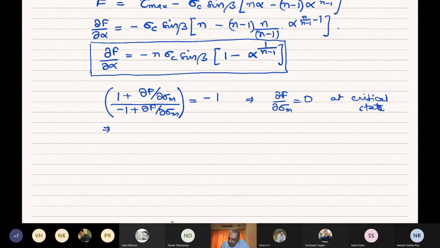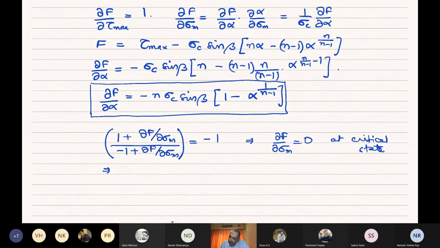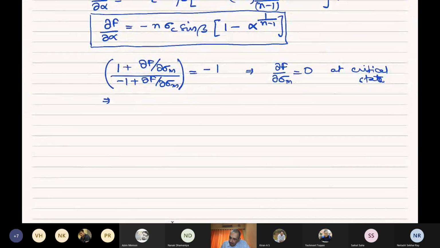So this actually gives us, since we know that del f by del sigma m is just 1 by sigma c of del f by del alpha, then that also gives us that del f by del alpha is equal to 0 at the critical state.